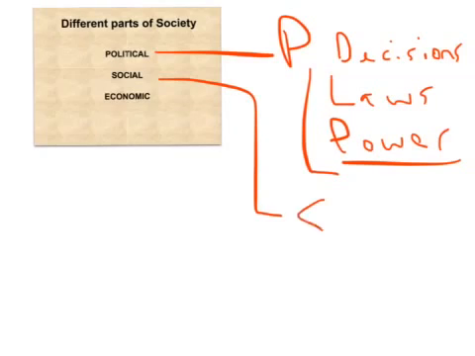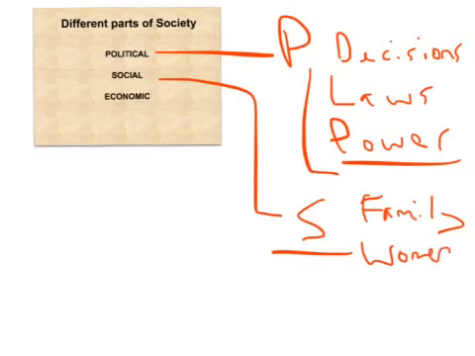Next you have social. That's looking at things like family life, and the role of women. The Nazis had pretty important things to say about how women should act in society. It's looking at the youth, at kids, at the church and religion. So that's the social aspect.